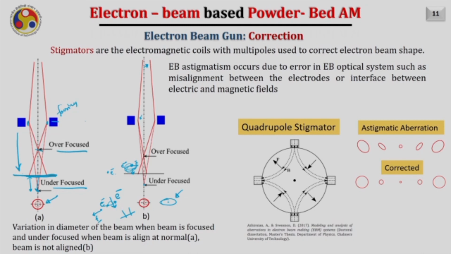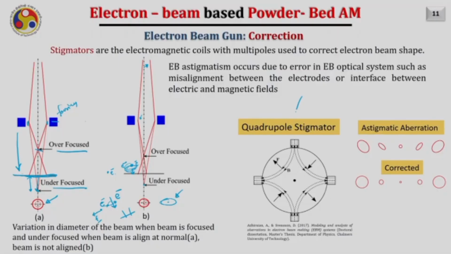So to overcome this difficulty, usually stigmators are used. The stigmators are nothing but electromagnetic coils with multiple poles used to correct the beam shape. So there is a beam coming at the center, and if there is a coil with multiple poles, and you are giving uniform current to each and every pole, what will it do? It will apply uniform force onto the electrons in the electron beam from all sides, and it will tightly pack it so that everywhere there is uniform force and the electrons can align themselves. And as a result, the shape of the beam can be uniform.